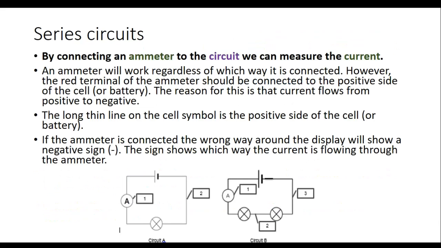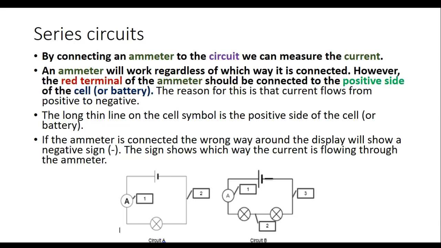So by connecting an ammeter to the circuit, we can measure the current. So that is what ammeters are for. They measure the current. Now an ammeter will work regardless of which way it's connected, but the best way to connect it into the circuit is for the red terminal of the ammeter to be connected to the positive side of the cell or battery.